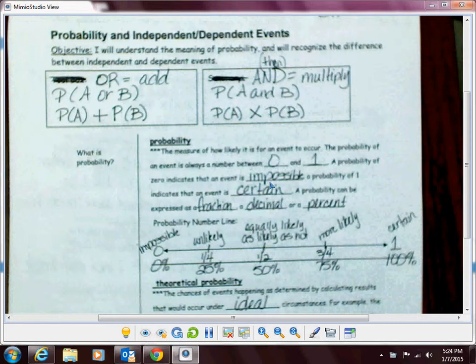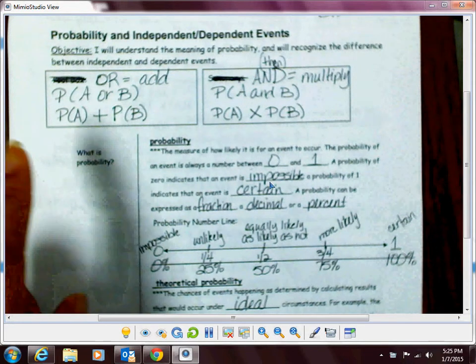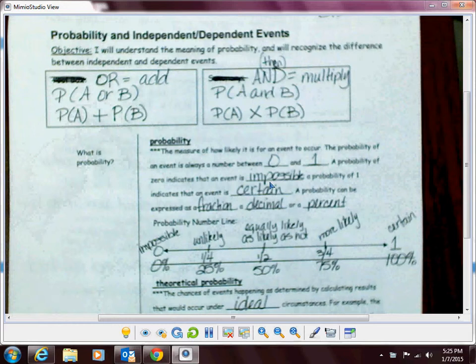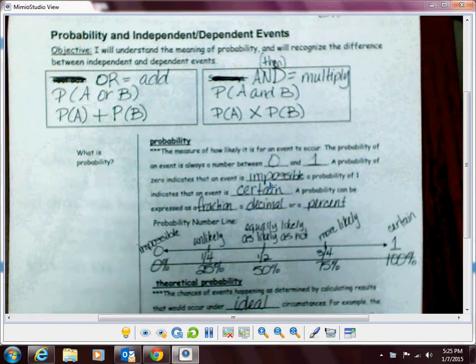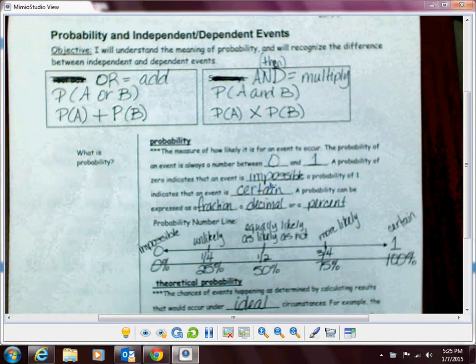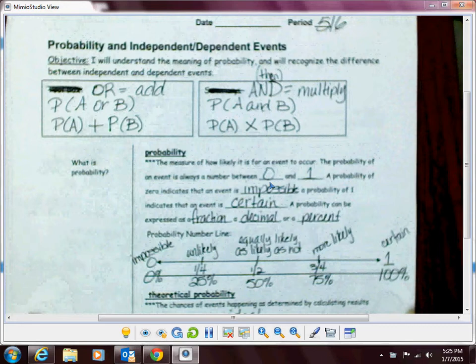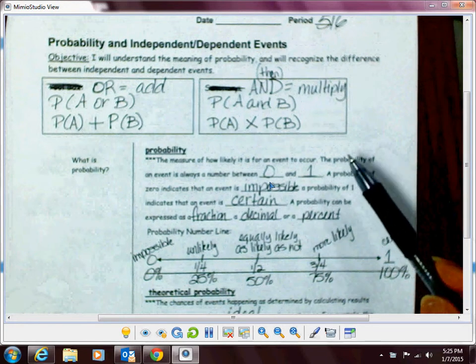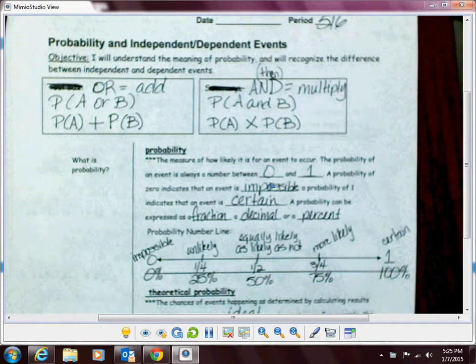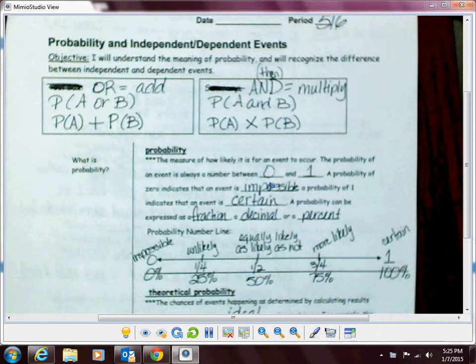So we went over probability of independent and dependent events. In the first two boxes, we wrote down how the word or means you're going to add in probability. The word and means you're going to multiply in probability. And also, if it says you do something and then you do something else, where you're still doing both of them, that's just like saying and. So the word then also means to multiply.